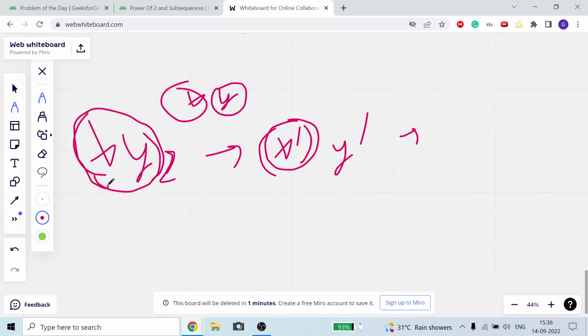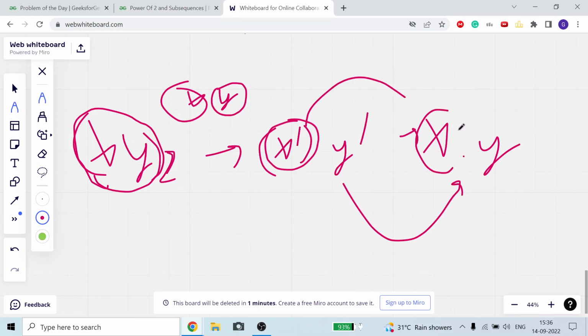If we multiply 2 into 2, it will become 4. It does not matter whether it is 1 into 4, 2 into 2, or 4 into 1, xy is equal to 4. Now we know it is a power of 2, and we have to multiply some number y with it. x dash will become x, y dash will become y. So we can say for a power of 2, if we want to multiply a number, then it should also be a power of 2.